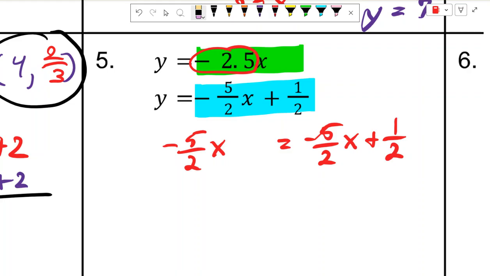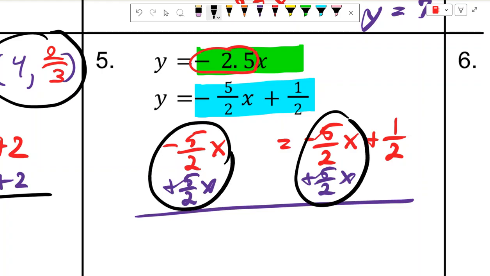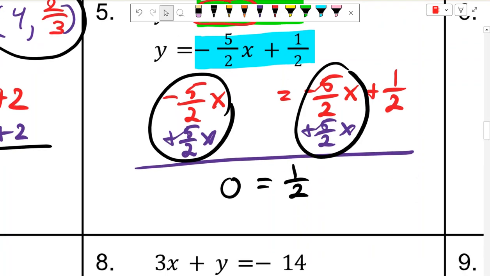Now we have x terms on the left and the right, and so we need to move them together. I'm going to remove this -5 halves x by adding a positive 5 halves x. If I do it to one side, I'll do it to the other. And you can see what happens here. On this side, it's gone, and this side, it's gone. And so that means that 0 is equal to 1/2. And we all know that that is not true. So this is a no solution problem.